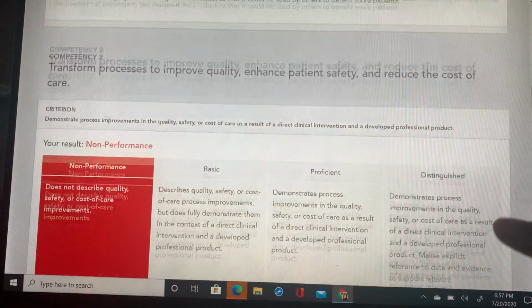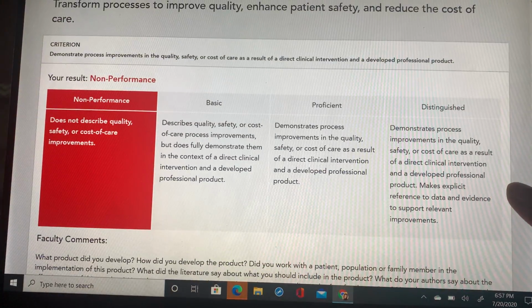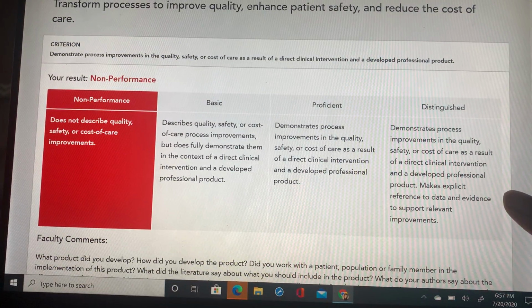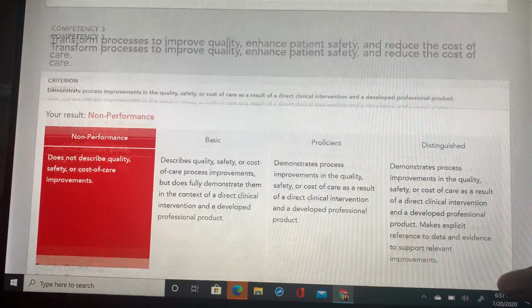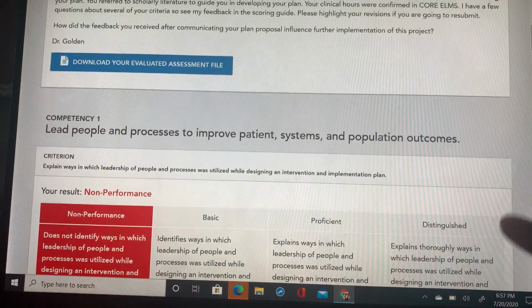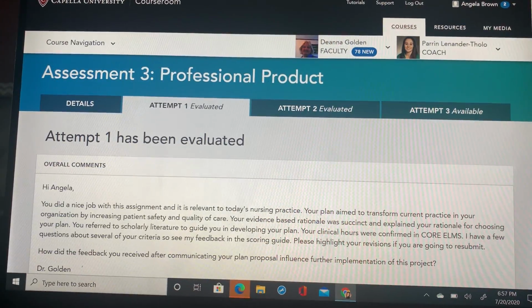So let's go back. So, does not describe quality, safety, or care. So 2 paragraphs. Let's see.